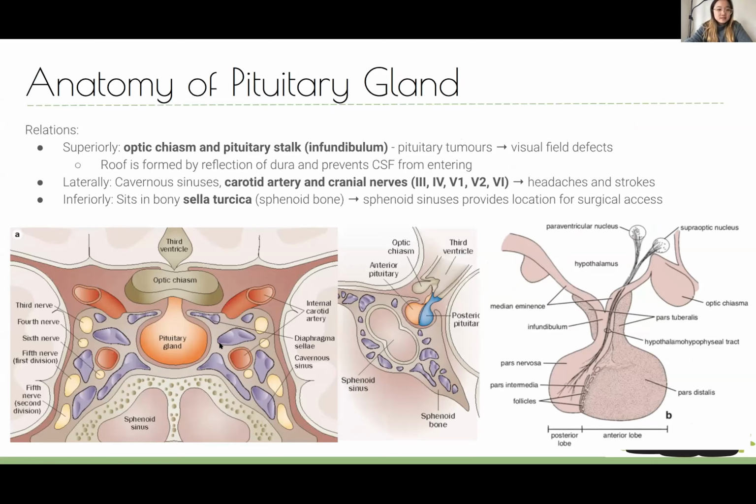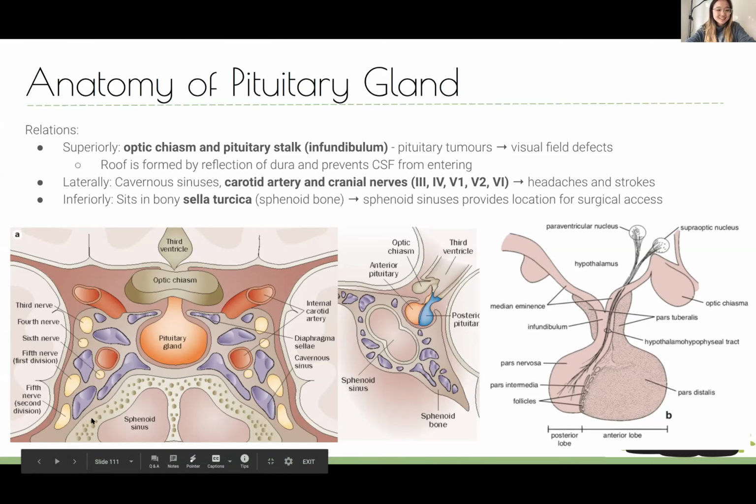Laterally, you have the cavernous sinuses over here, and that drains some fluid in your head. You'll learn more about this later, so I won't go into too much detail, but essentially in your cavernous sinuses, you have your internal carotid arteries, and your cranial nerves 3, 4, 6, and V1 and V2. And so you can get defects in these cranial nerves, which you will also learn about later.